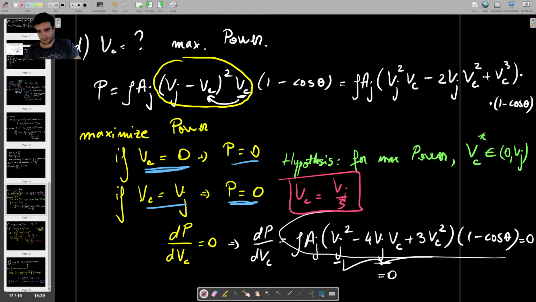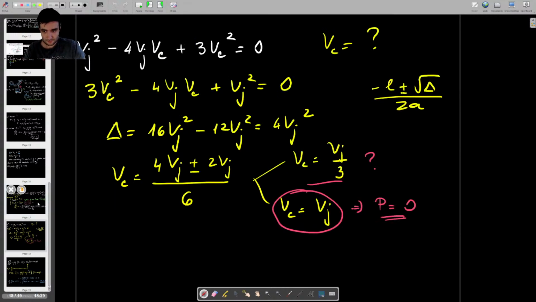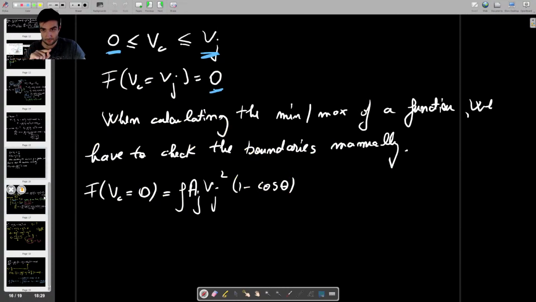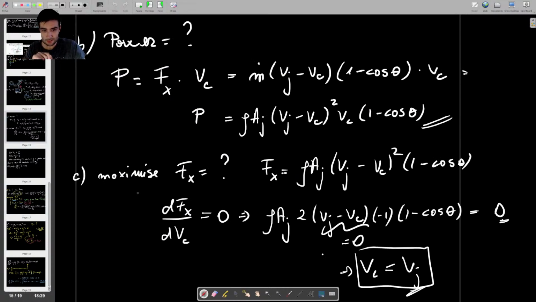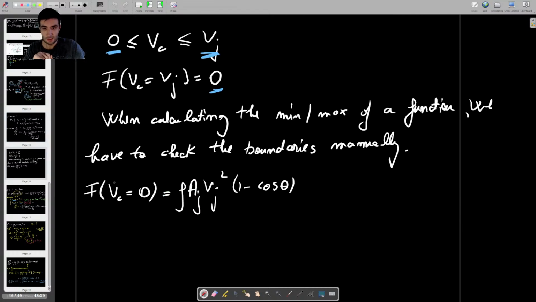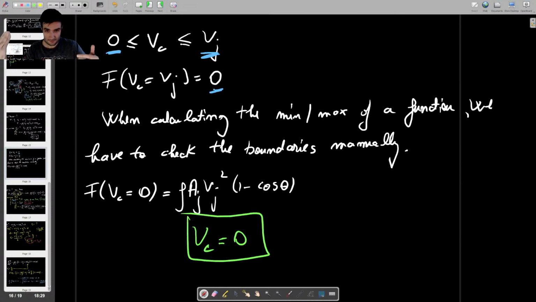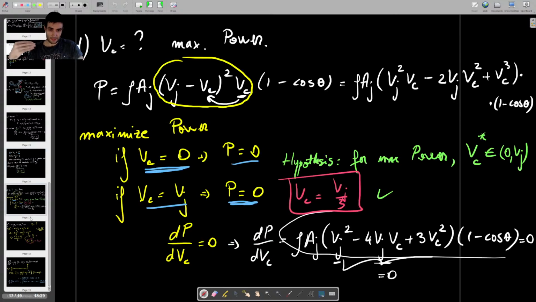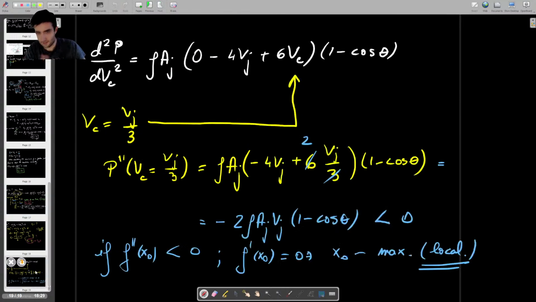Yeah, and that's essentially it. So for the maximum force, that was part C. To maximize the force, we have to make the cart move with 0 velocity. So the cart is stationary, and that gives us maximum force. If we want maximum power, the cart has to move with a third of the velocity of the jet. And that's pretty much the end of the question.